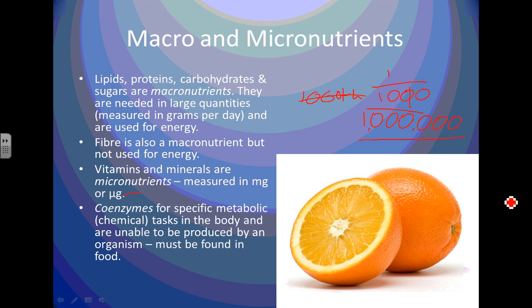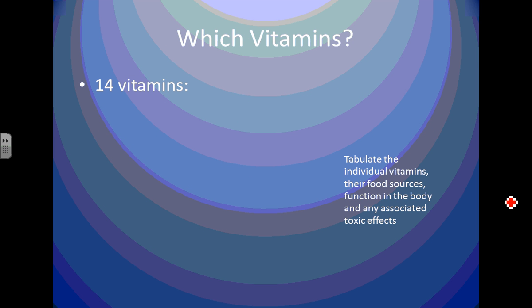Now, vitamins tend to be coenzymes, so they perform specific metabolic tasks in the body. Generally, though, they're unable to be produced by an organism, with the exception of vitamin D, and we must get them in our food.